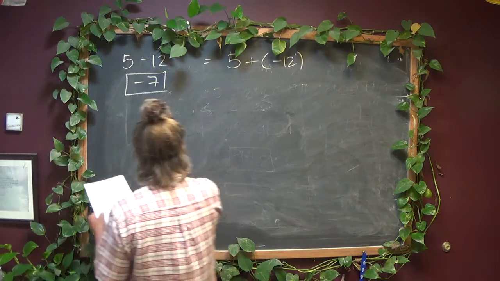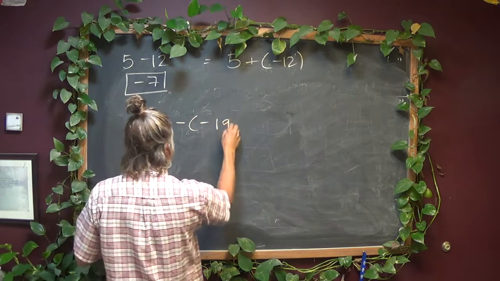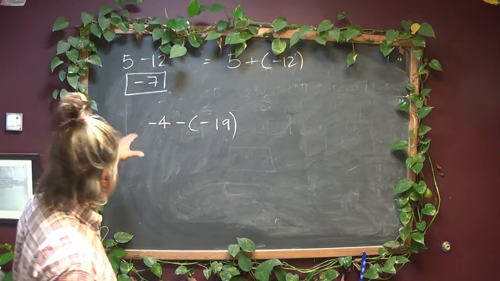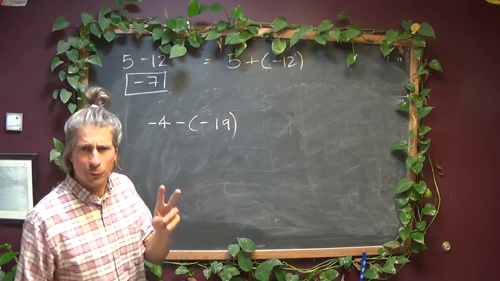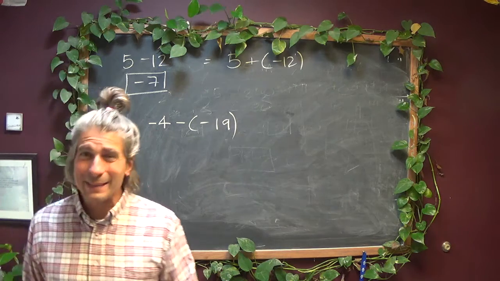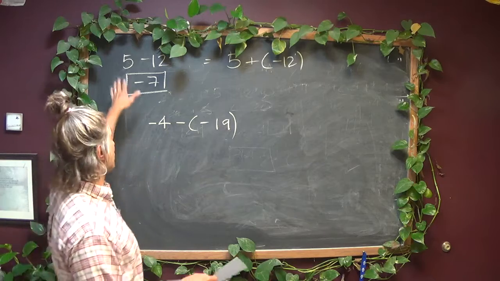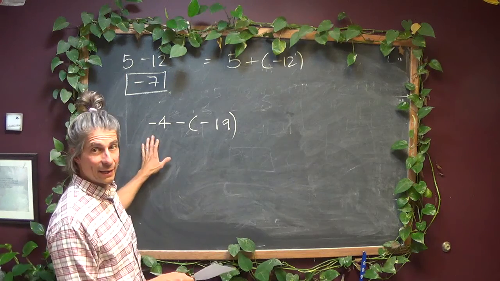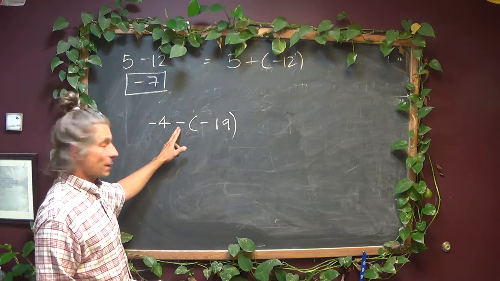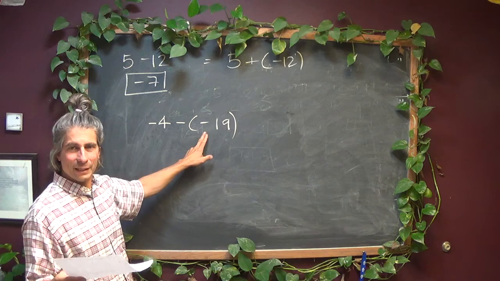Okay, so the next one is negative 4 minus a negative 19. The difference between this one and the previous one is twofold really. The first is you start with a negative 4, but that's okay. All that tells you is you're starting at the negative side of the number line. Here you were starting at positive 5, here you're starting at negative 4. No big deal. Then minus, so again you think you're moving left, but then you're subtracting a negative 19.